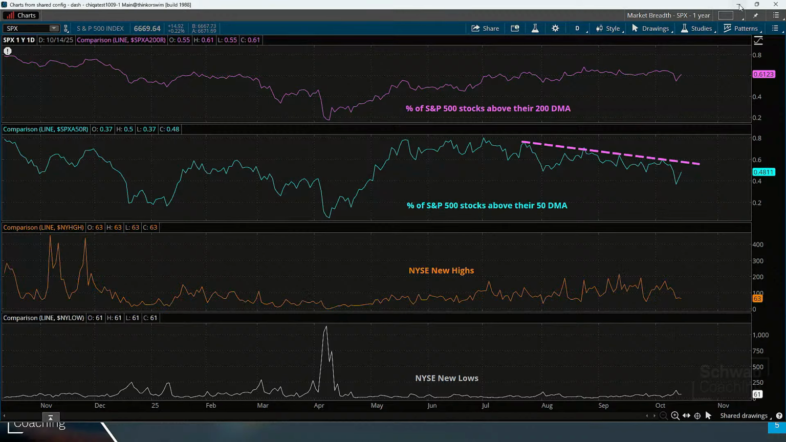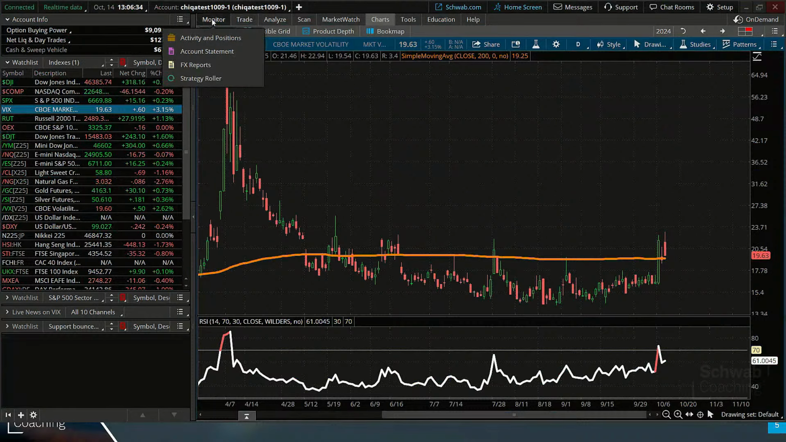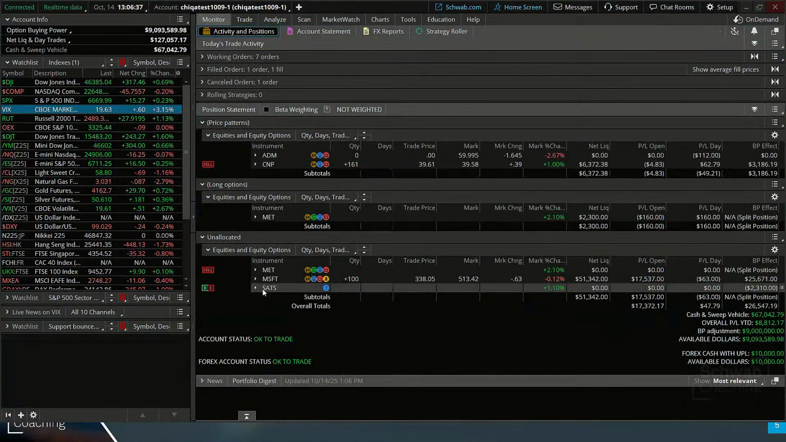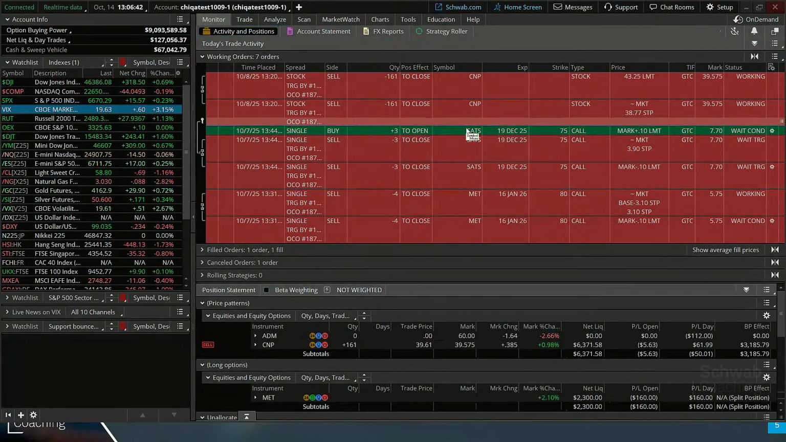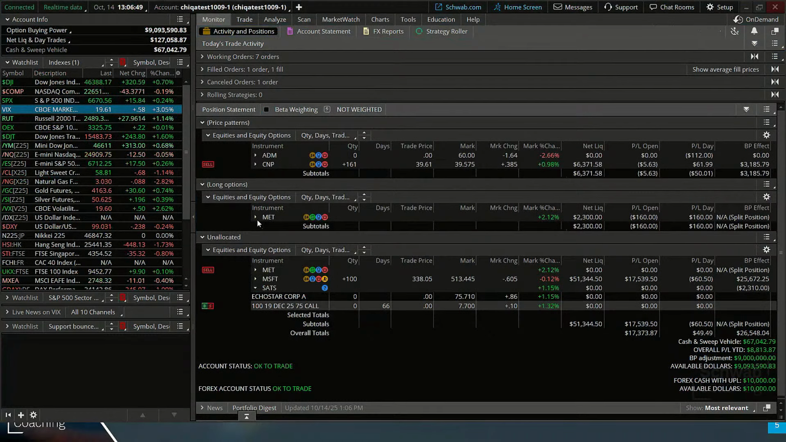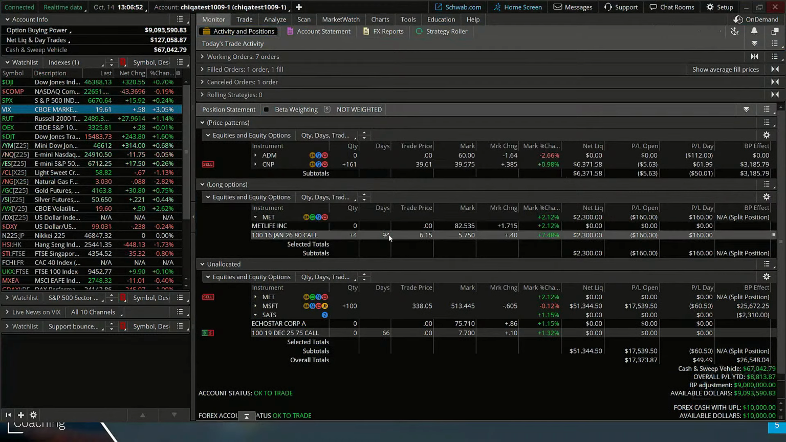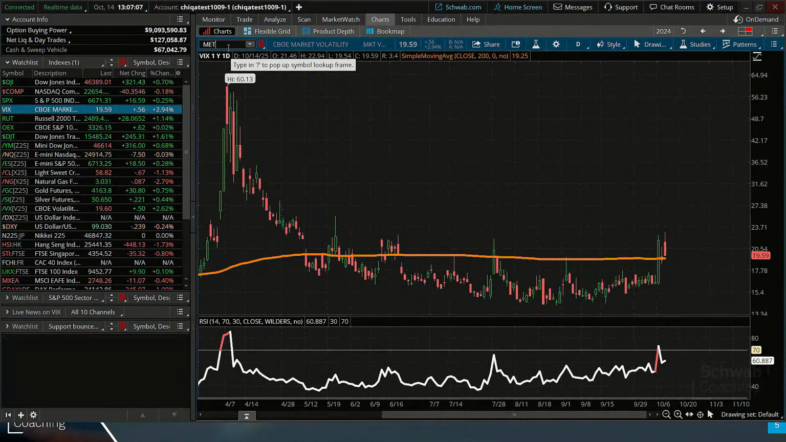So let's transition into looking at some of the trades that we placed last week. We placed SATS, which still hasn't been triggered yet. It's still waiting on our condition, so we're going to keep that one in our back pocket. The other one that did trigger last week was MET. We're down a little bit on that one, but we still have our stop in place and our profit target in place should it bounce. We're seeing a little bit of a bounce today, but let's look at the technical setup that we had for MET.